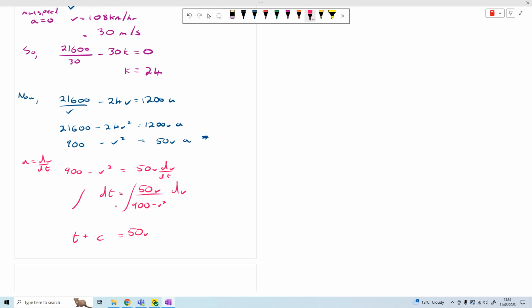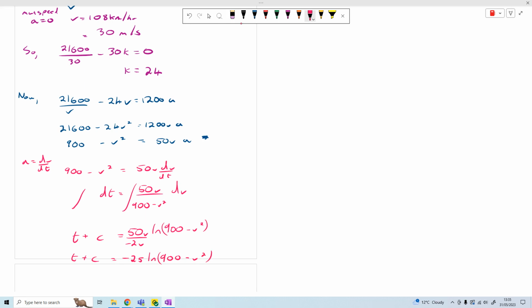Okay. However, I need to make sure that v isn't there anymore when I finish, which it shouldn't be, because if I think about what's going to happen, I'm going to do log of 900 minus v squared, which is great. Okay, but I'm going to divide by the derivative, so I'm going to divide by minus 2v. Okay, now if you notice, my v's are going to cancel. So I end up with t plus c is minus 25 ln of 900 minus v squared. Okay, so it's all good.